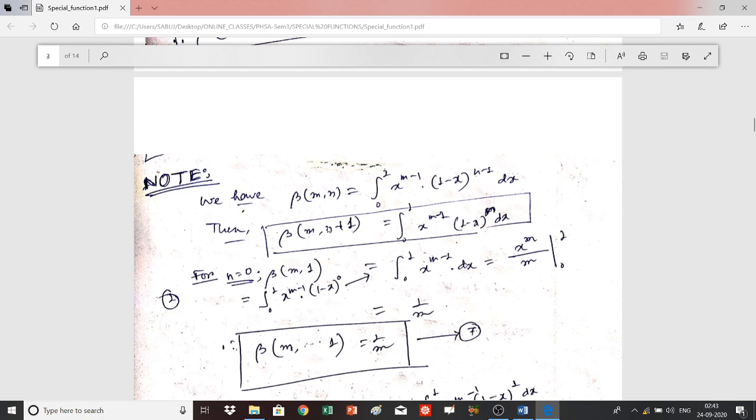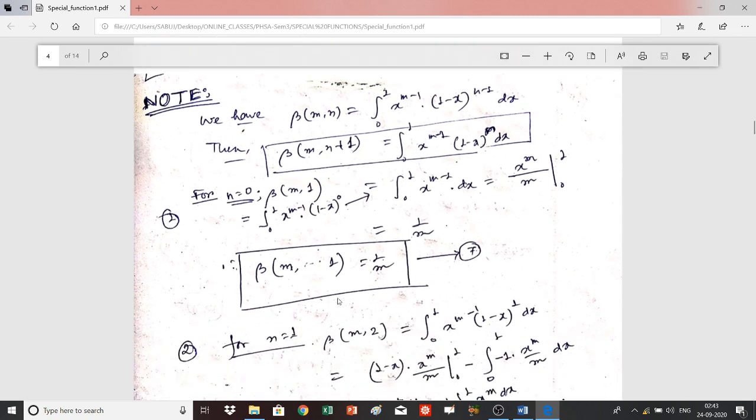So from this relation, if you use n is equal to 0 in this expression, you will get beta m1, that is equal to 0 to 1 x to the power m minus 1, then 1 minus x to the power 0, that will give you 0 to 1 x to the power m minus 1 dx. That is equal to, if you integrate this, it will give you x to the power m by m, 0 to 1. So if you use the limits 1 and 0, that will give you 1 by m. So beta m1 is equal to 1 by m. This is an interesting result.